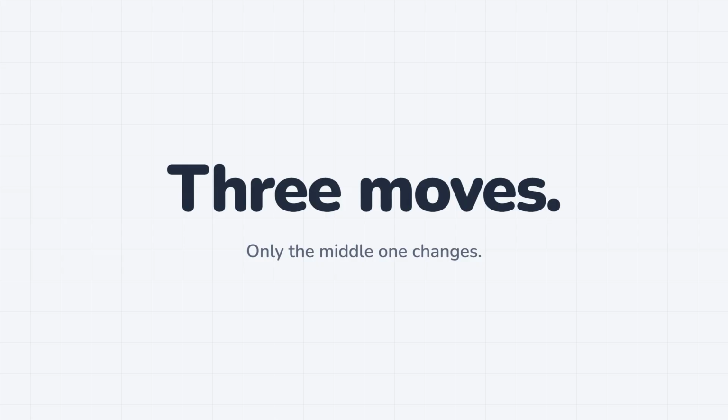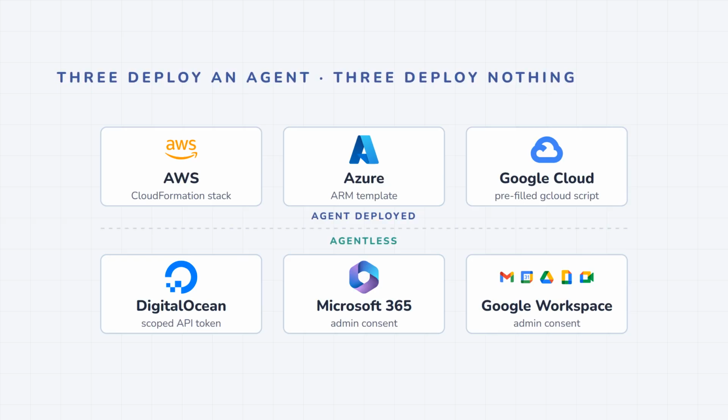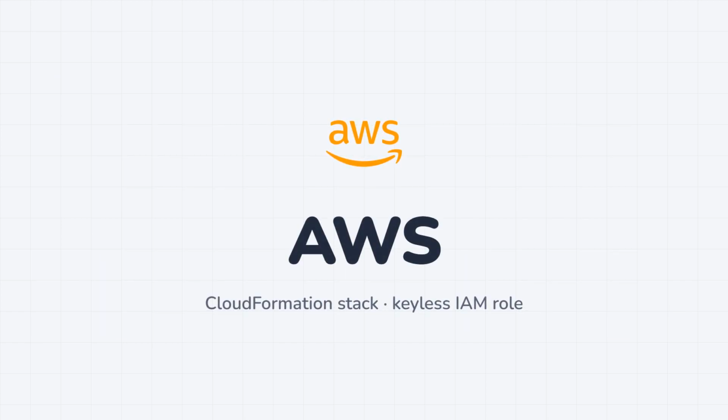That's it, 3 moves. What changes between the 6 is only the middle one, and the 6 split into 2 halves: 3 that deploy an agent into your account, and 3 that deploy nothing at all. Start with Amazon Web Services because it shows the whole shape.